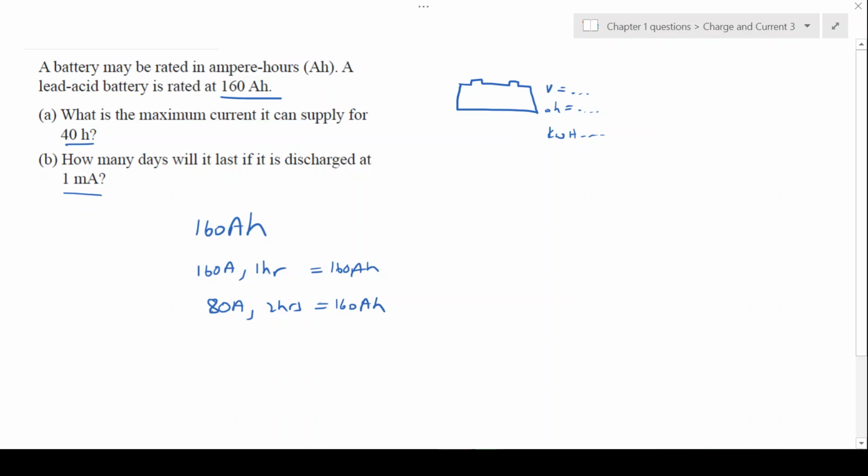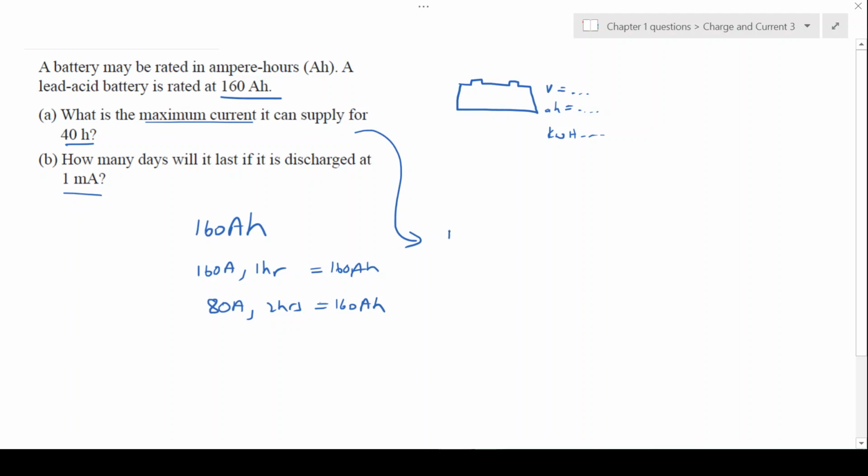So this is typically how this would work. But the battery will have a maximum current limitation that it will indicate. In this case, they haven't indicated that. So part A requests you to determine the maximum current that can be supplied for 40 hours.